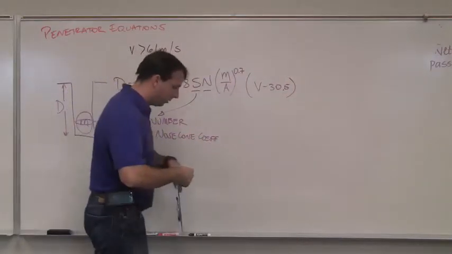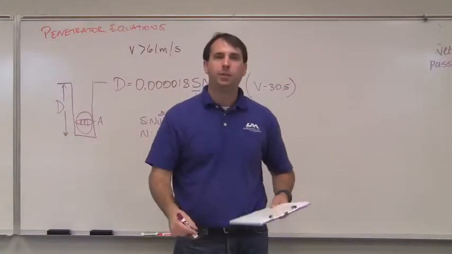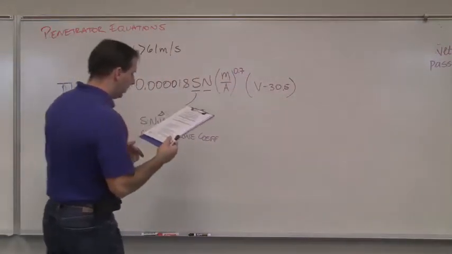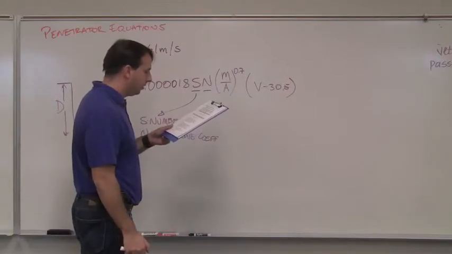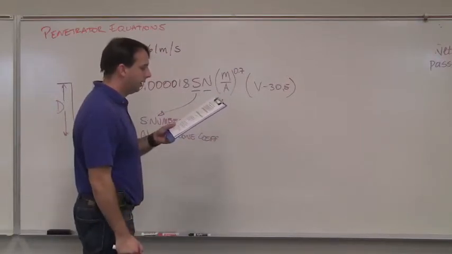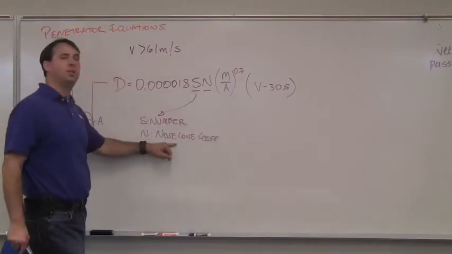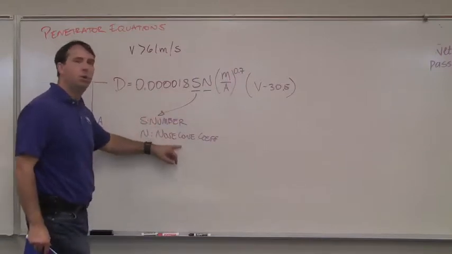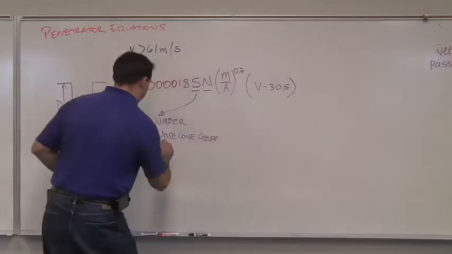Nose cone coefficient. That basically means that something with a sharp tip will go into the ground more easily than something that's rounded. Nose cone coefficients, S and N, are both dimensionless. You can calculate nose cone coefficients, but for most nose cones, if your object is a sphere, very rounded, use a nose cone coefficient of 0.9.